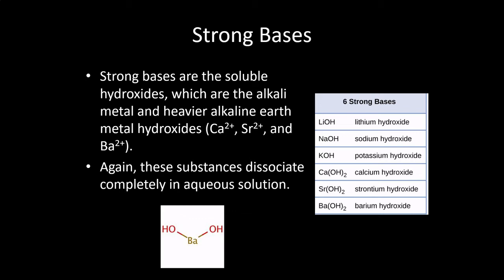The strong bases are actually easier to remember than the strong acids, because the strong bases are all the soluble hydroxides in the alkali metals and the heavier alkaline earth metals. So you do have to remember a little bit which of the alkaline earth metals count, specifically the calcium, strontium, and barium. But then the lithium, sodium, and potassium. And some people also include rubidium hydroxide in this as well. But since the book only lists the 6, we'll go ahead and just leave rubidium hydroxide off of there.